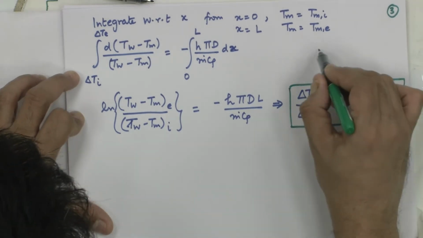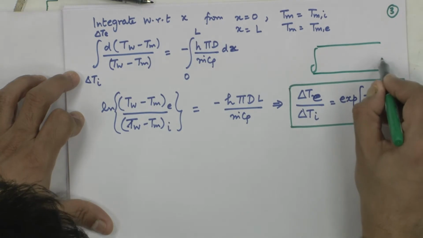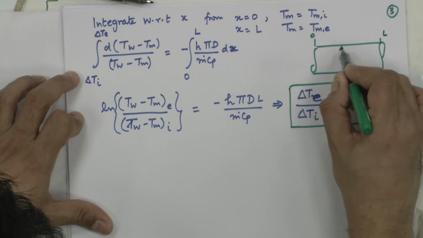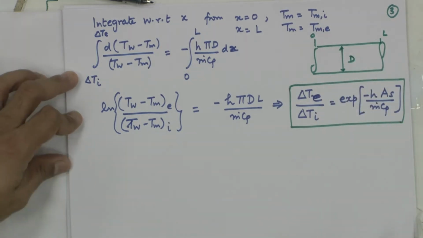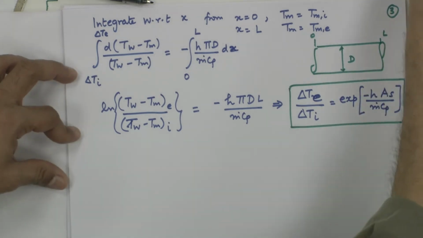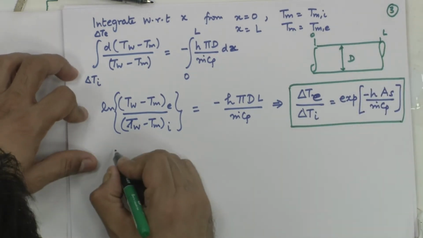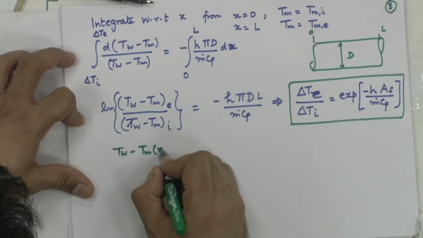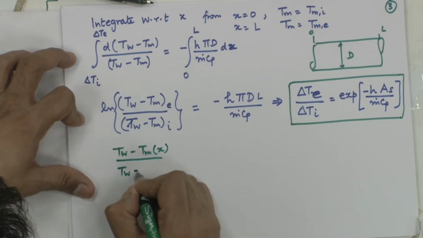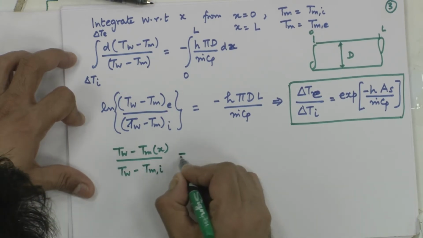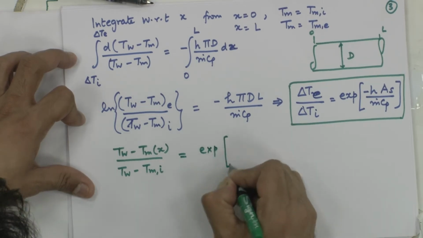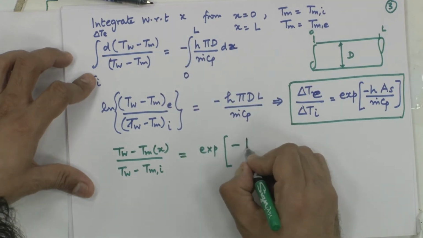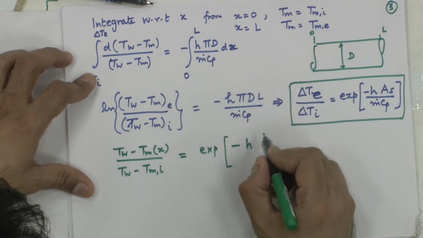Pi d L is nothing but the surface area. So, if this is a pipe, this is 0, this is L, this is my diameter d, the surface area is pi d L. So, the delta T exit, that is T wall minus T bulk mean at exit, I can now write for any local location: T wall minus T bulk mean at inlet is equal to exponential of minus, instead of integrating from 0 to L, I would integrate from 0 to any local x.